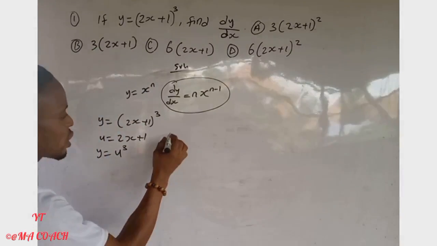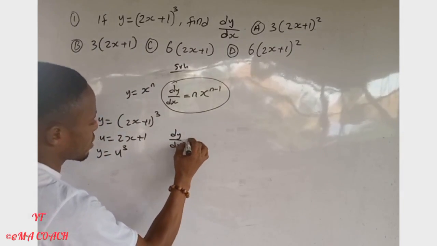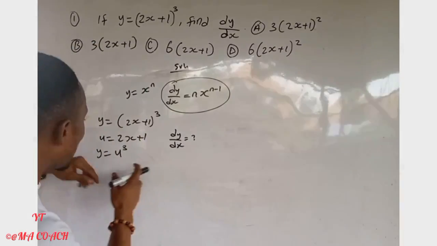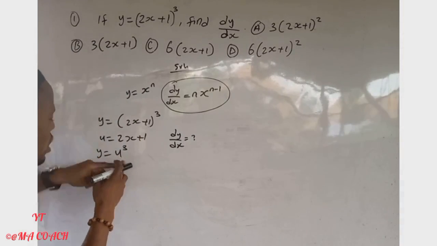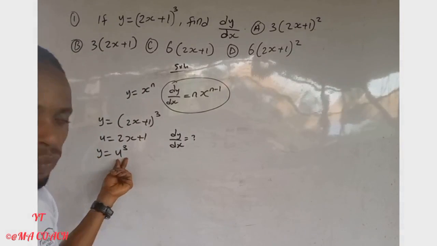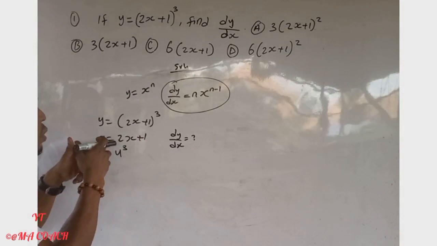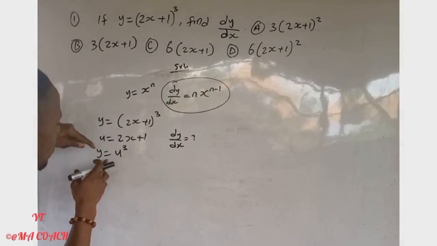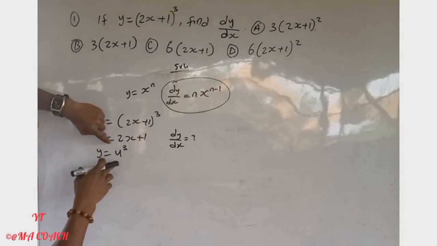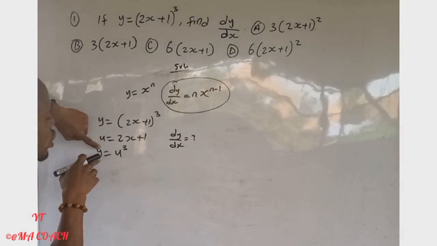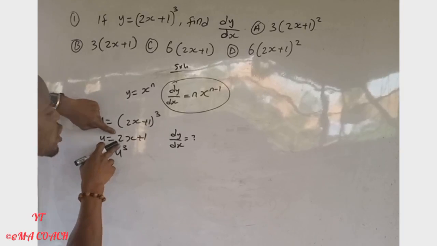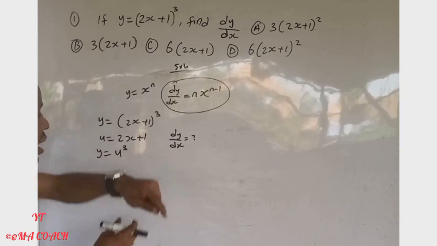And we have to calculate dy/ds. Now since y is equal to u cubed, we don't have s here again. We only have s in u, since u is equal to 2s plus 1. So if you want to differentiate this with respect to s, you have to differentiate it with respect to u first, and then differentiate u with respect to s to get your answer.